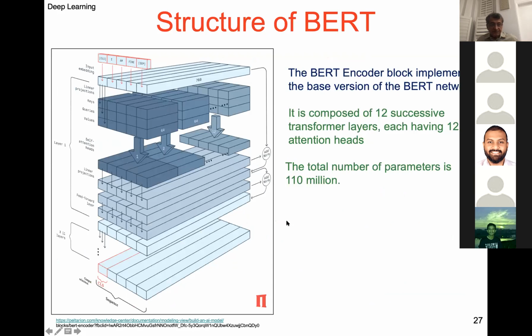The structure of BERT is seen in this diagram. The BERT encoder block implements the base version of the BERT network. It's composed of 12 successive transformer layers, each having 12 attention heads. The total number of parameters is 110 million in this network.